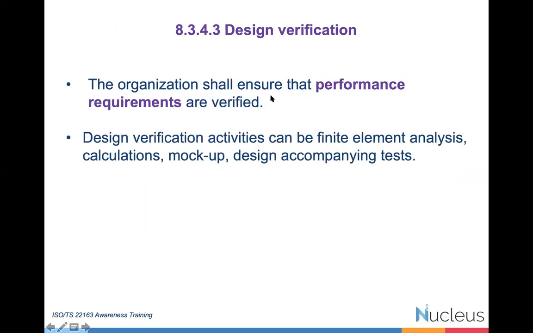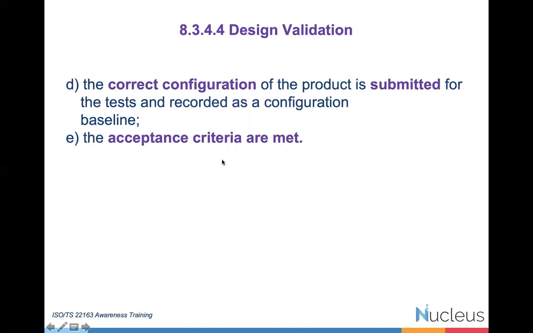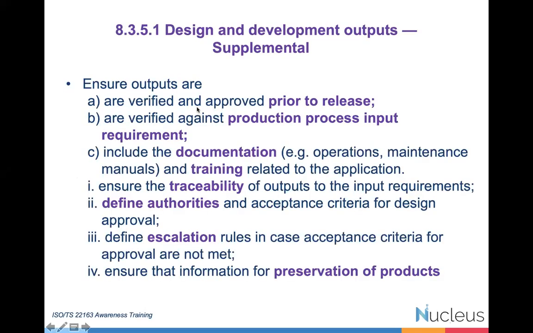Then verification: prove that all performance requirements are met. During validation, prove that functional and non-functional integration requirements are validated. Without that, you cannot release your design to the next stage. Then maintain correct configuration for the next processes. Then when you are delivering this design output, make sure it's properly verified for its adequacy, and verified against production process input, because here there is one critical requirement. If the design team is not properly translating the engineering requirement into production process requirements, then nobody can control them after that, right? So here you need to dictate it.